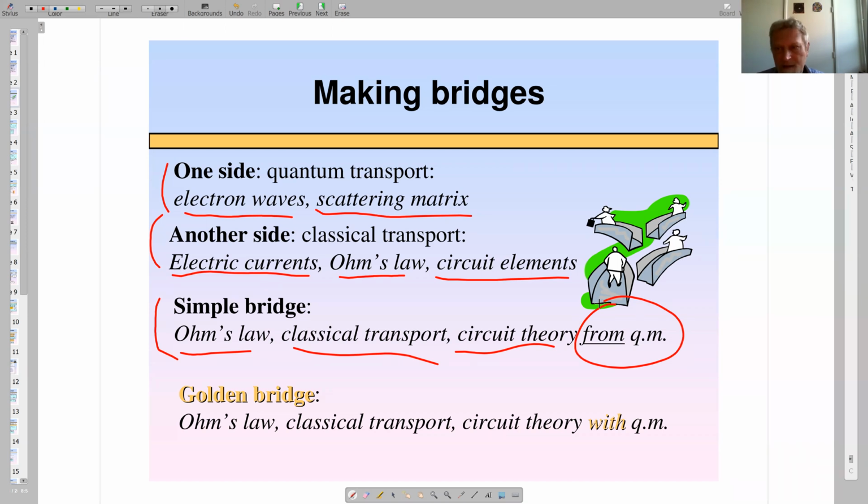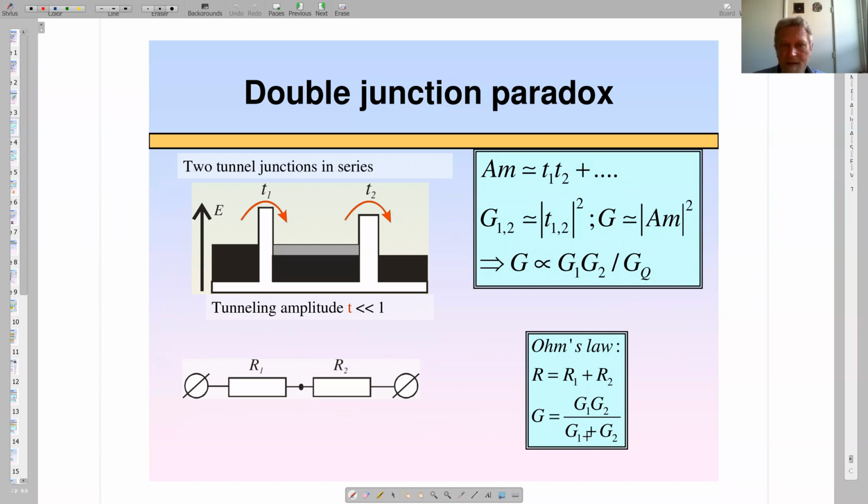There is also room for a golden bridge when we learn how to utilize Ohm's law, classical transport circuit theory, in the systems where quantum mechanics plays a role. So all this with quantum mechanics. Fine. Let's get to double junction.